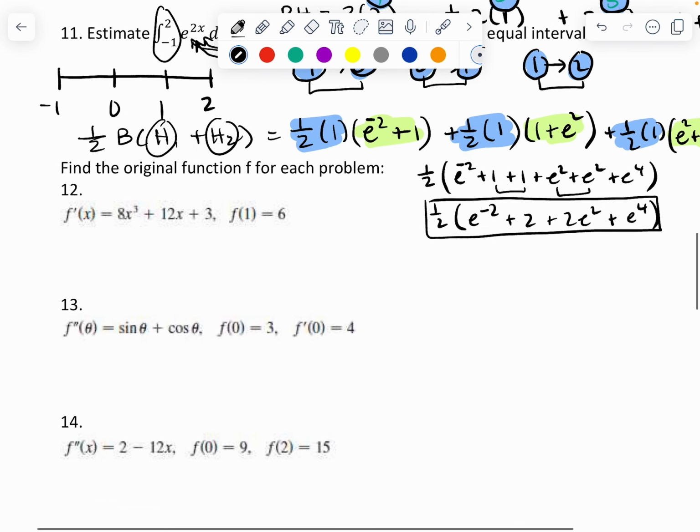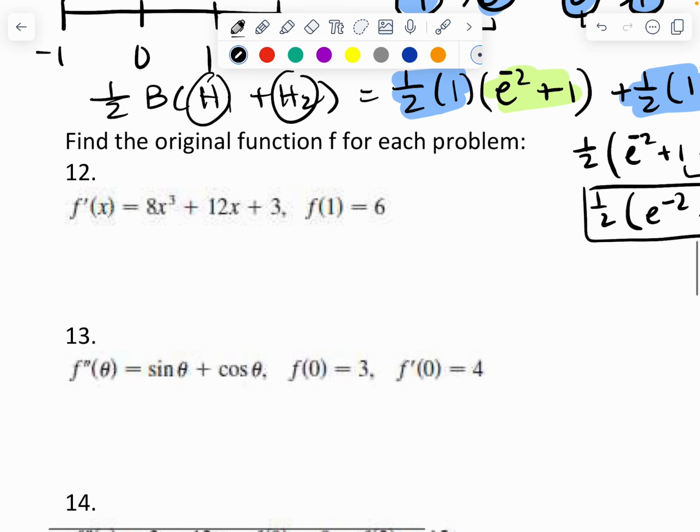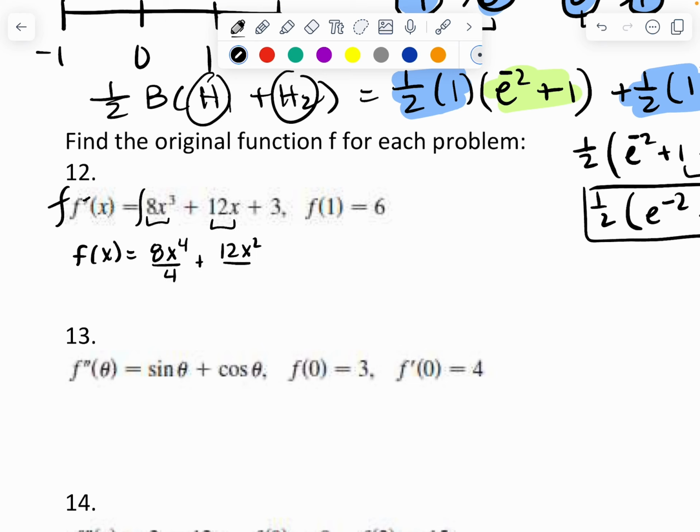Okay, let's look at 12. This is what we worked on in class today. Okay, so it's just find the original function f. So if I want to find the original function, I need to take the integral of both sides. Remember, an integral and a derivative are going to cancel each other out. So you're going to get f of x equals, the integral of 8x cubed is 8x to the 4 over 4. The integral of 12x is 12x squared over 2. And the integral of 3 is just 3x. And then I have that little c.